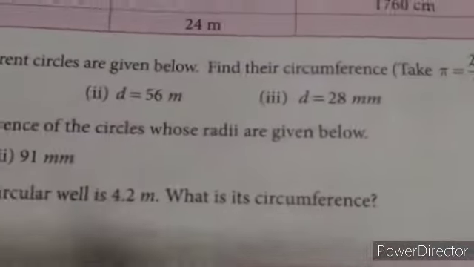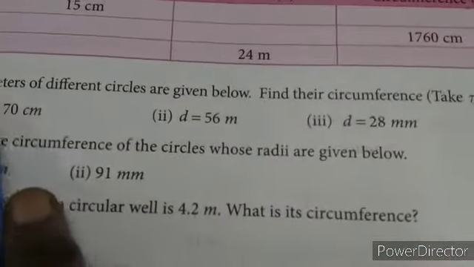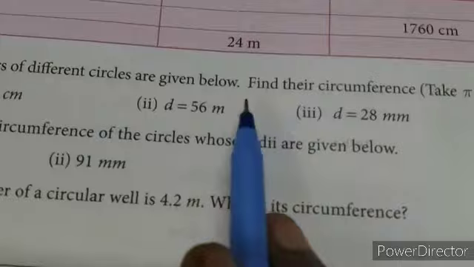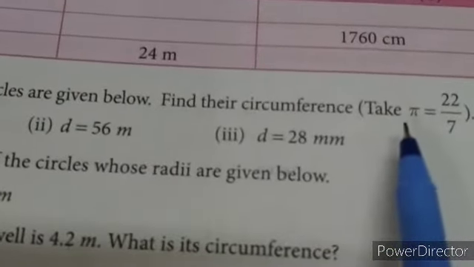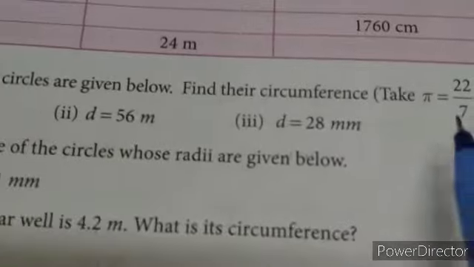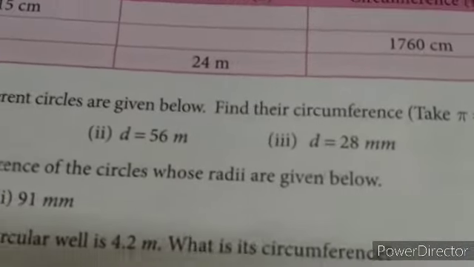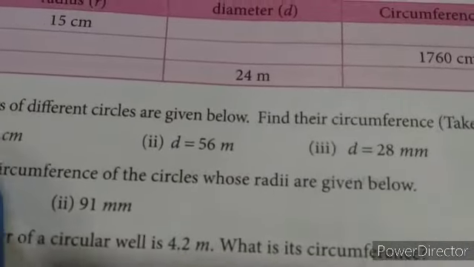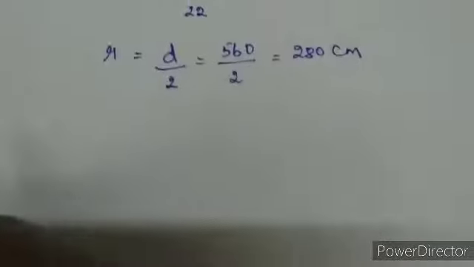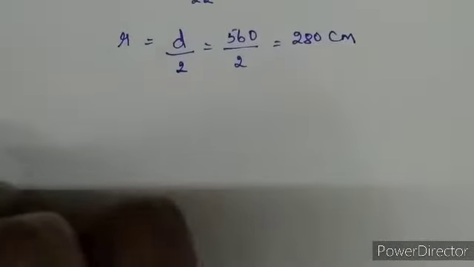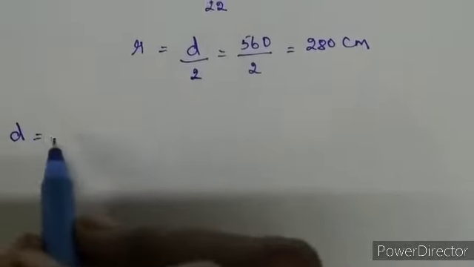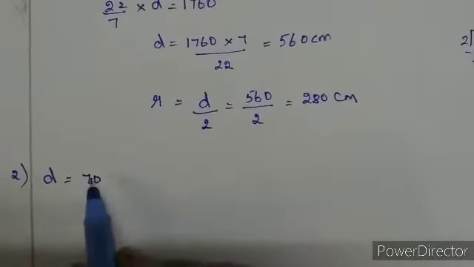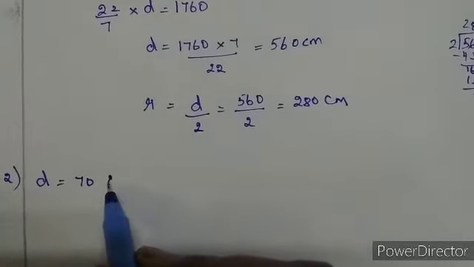Let's try question number 2. The diameters of different circles are given below. Find the circumference, and in the hint, given in the bracket, the pi value is 22 by 7. What is given? The diameter is 70 centimeter. So, question number 2, what is given? Diameter equals 70 centimeter.